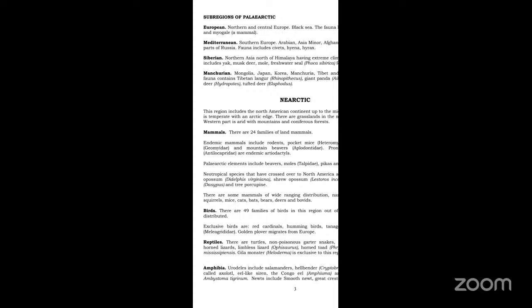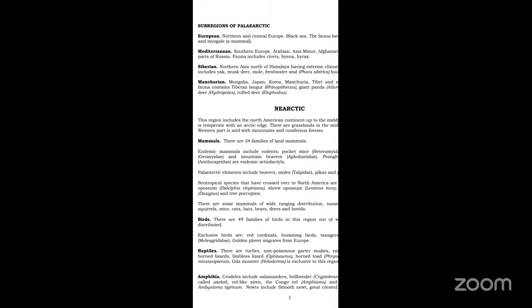Then next you have the Manchurian. Now the Manchurian region includes Mongolia, Japan, Korea, Manchuria, Tibet, as well as northern China. And the fauna that is found here is the Tibetan langur. Then you have giant panda, Chinese water deer, as well as the tufted deer.